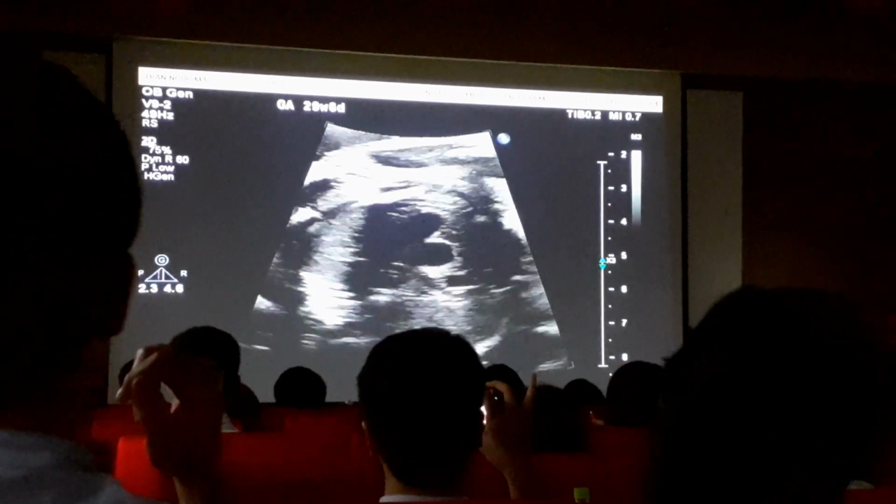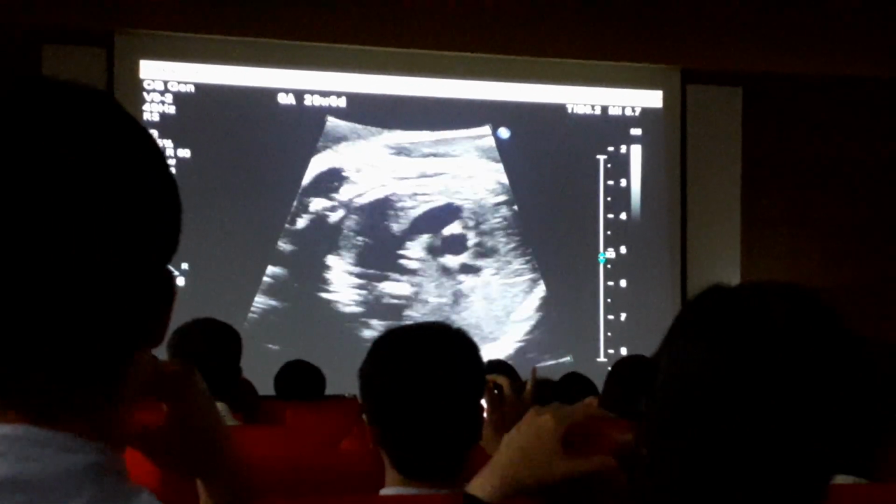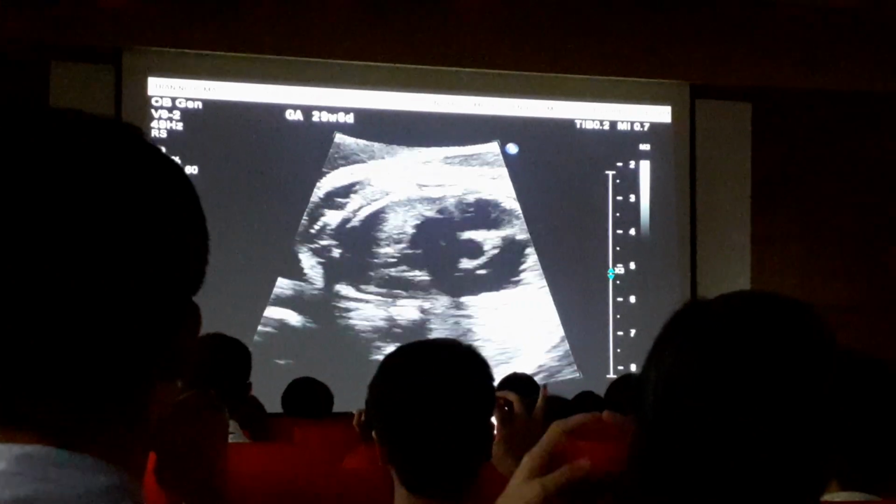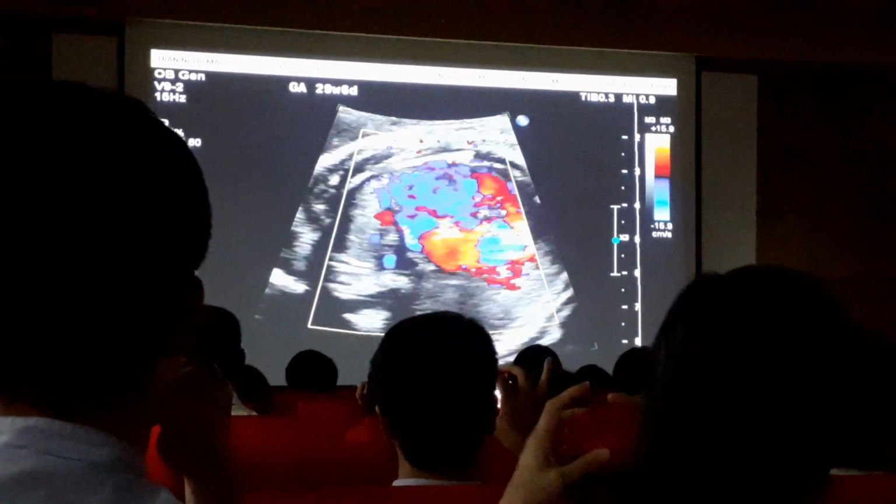The pulmonary valve is present. It looks like it's moving, but we haven't looked at it with color.